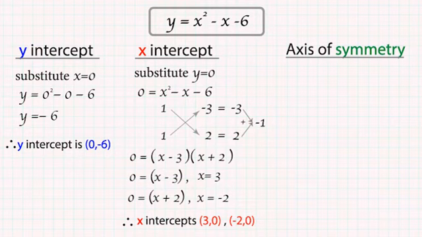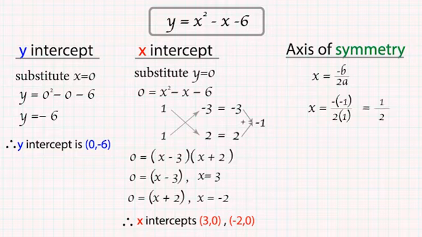The axis of symmetry has a formula of x equal to -b over 2a. If we substitute the values of a and b, then we get x is equal to 1/2. So the axis of symmetry is a vertical line that passes through x equal to 1/2 on the x-axis.